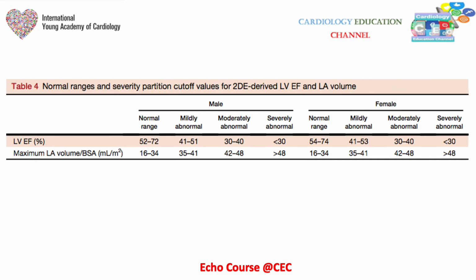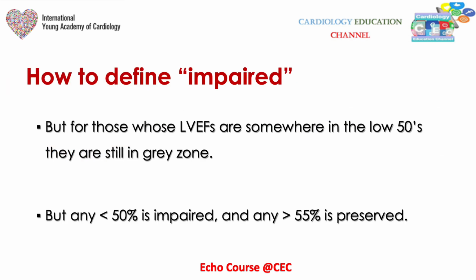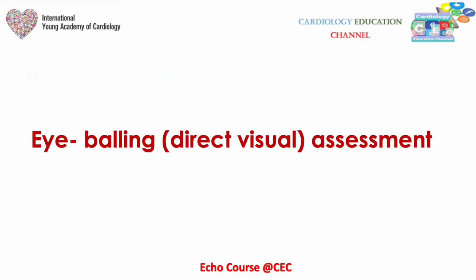And we can see here the ranges of the ejection fraction of the normal, mildly abnormal, and moderately abnormal, according to the most recent American Society of Echocardiography. But for those whose left ventricular ejection fraction is somewhere in the low 50s, it is still a gray zone. Any number below 50% is impaired and any number above 55 is preserved. So the area between 50% and 55% is a gray zone. You can say it's borderline, you can say it is fair systolic function. You have the choice in this, but less than 50% is impaired and more than 55% preserved.